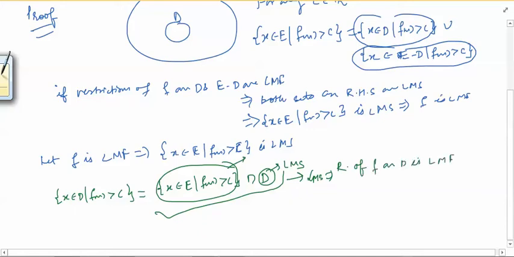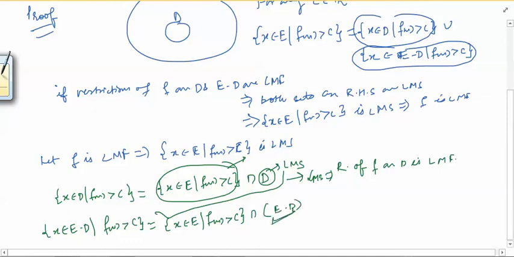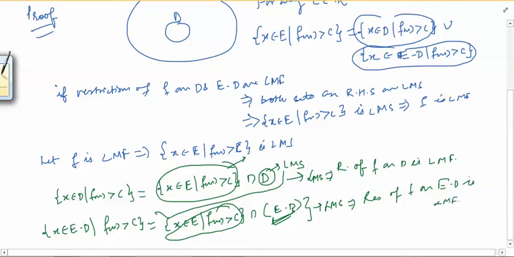Similarly, x belongs to E minus D such that f of x is greater than C. You can actually write this set as x belongs to E such that f of x is greater than C, and then its intersection with E minus D. On similar lines, this set is a Lebesgue measurable set, as we have proved above already, because this is nothing but E intersection D complement, and both E and D are Lebesgue measurable sets, and the other set is Lebesgue measurable by the definition that f is a Lebesgue measurable function. So this whole set is a Lebesgue measurable set, which implies that the restriction of f on E minus D is a Lebesgue measurable function. Okay, so in this way we prove this proposition.